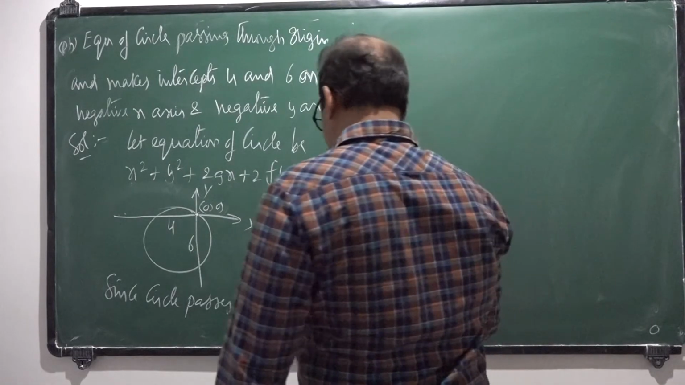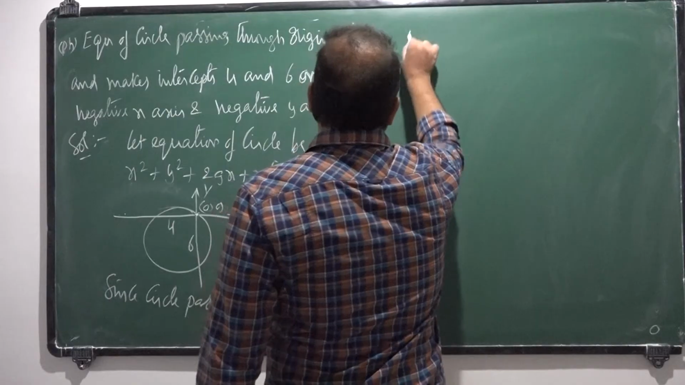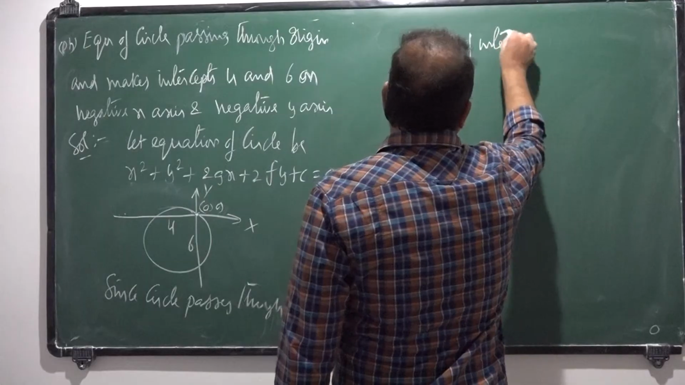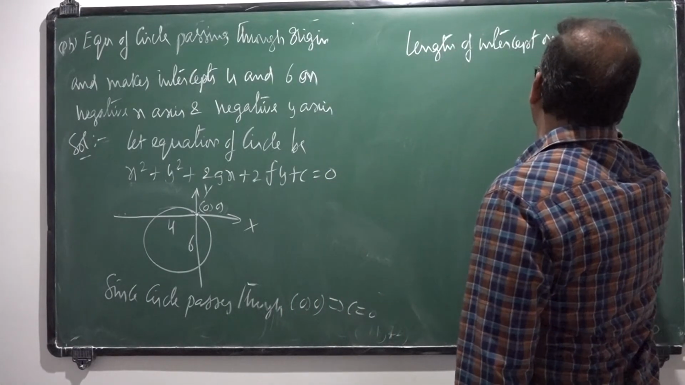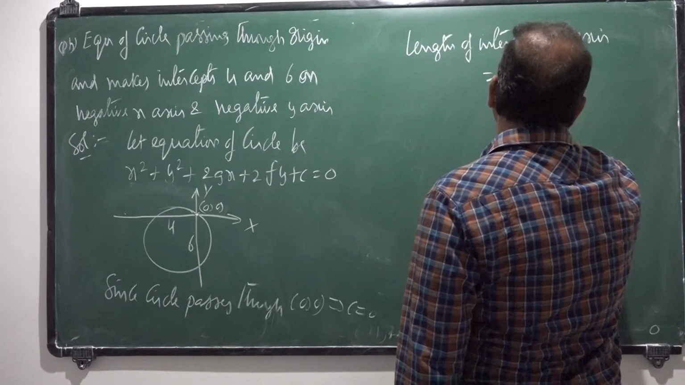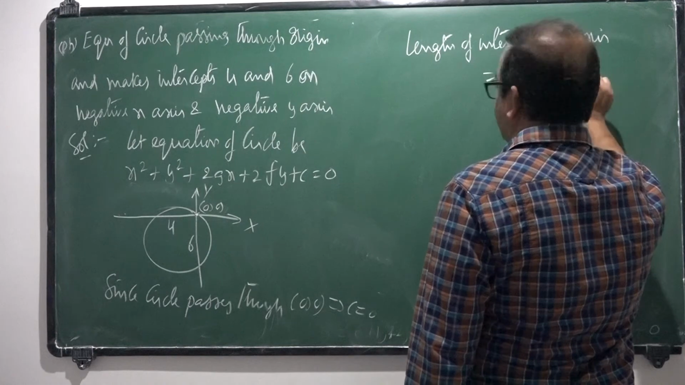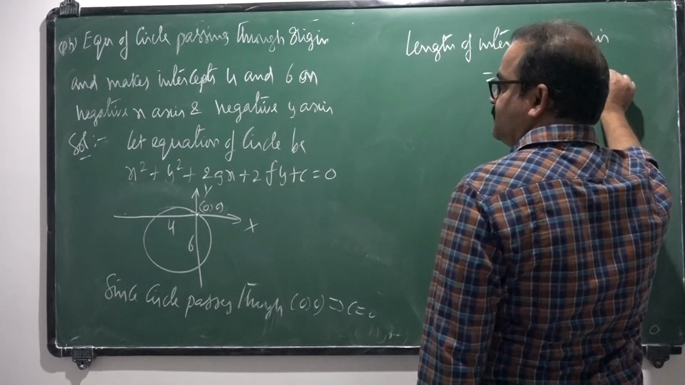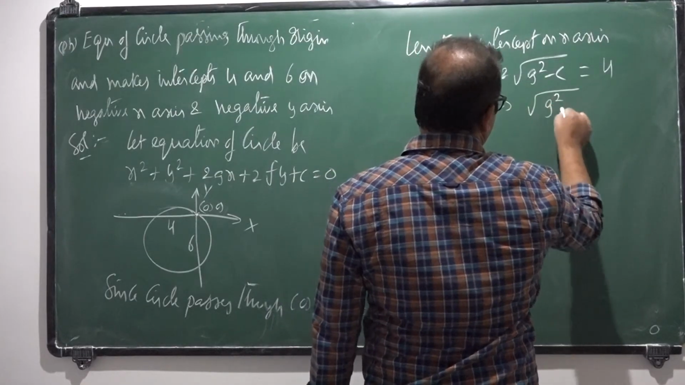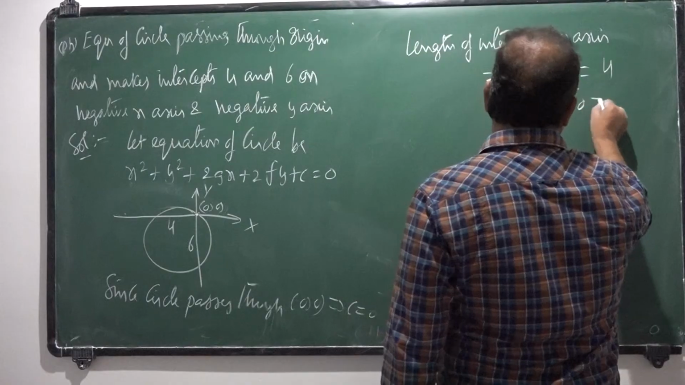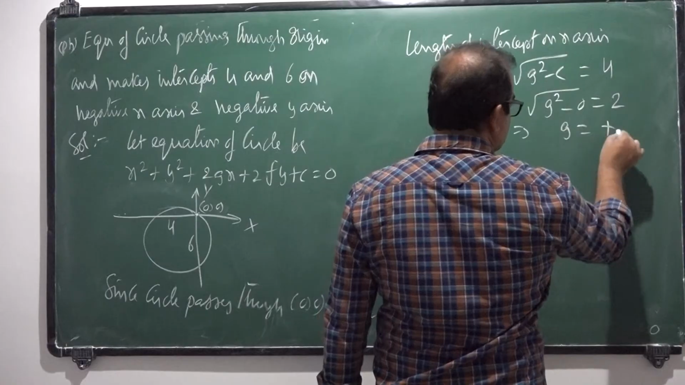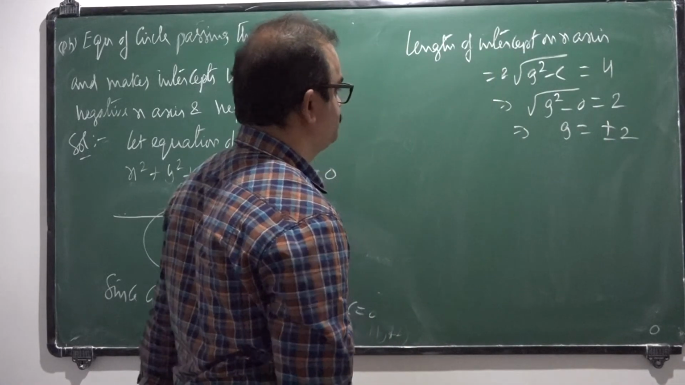See here, length of intercept on x-axis. What is the formula? 2 into root of g square minus c. Length of intercept on x-axis is 4 units. So 2 root of g square minus c, c is 0, is equal to 4. Root g square is equal to 4 by 2, so g is equal to plus or minus 2.